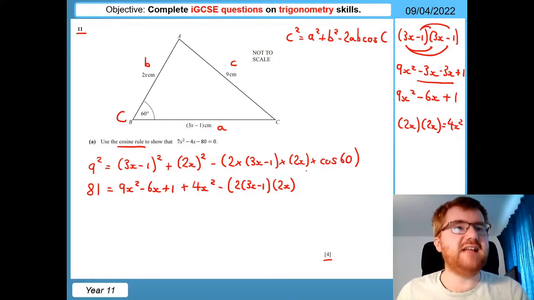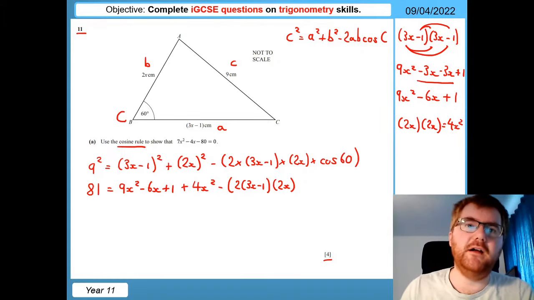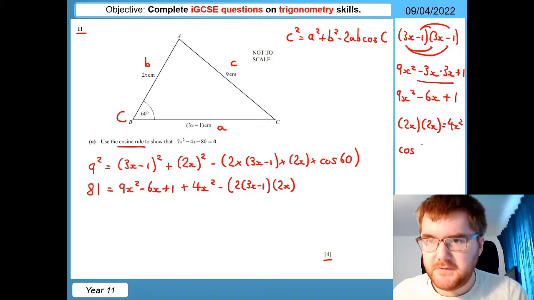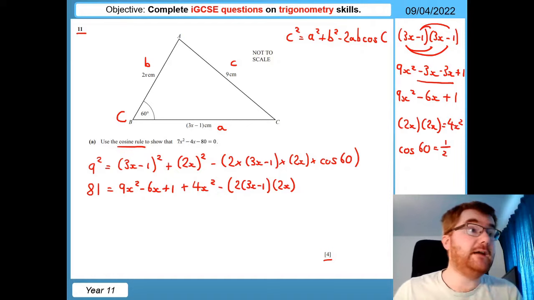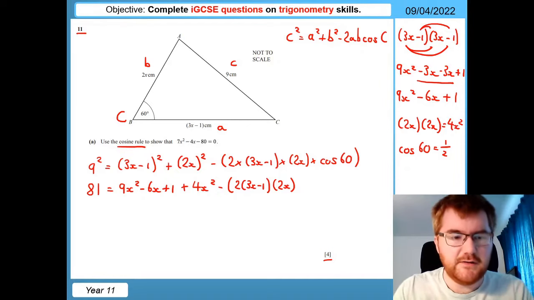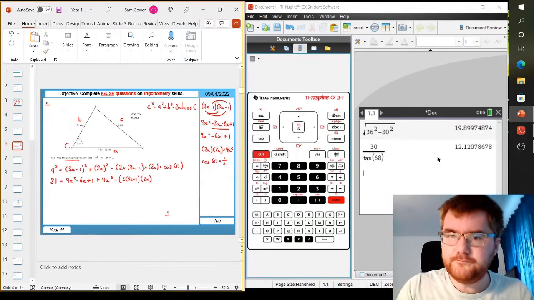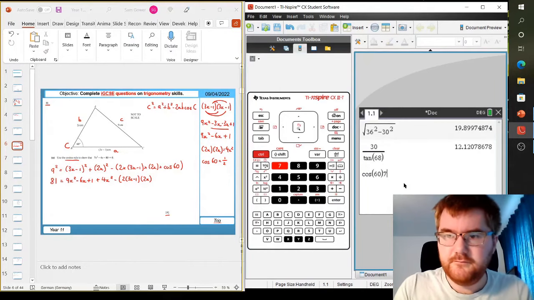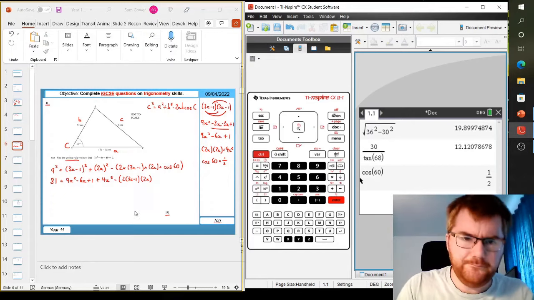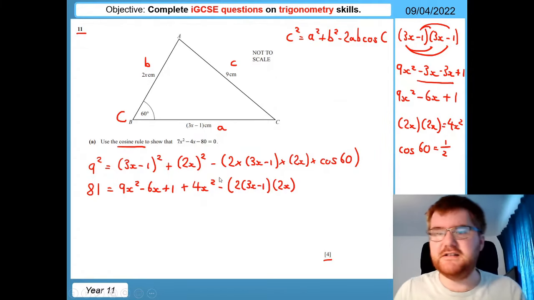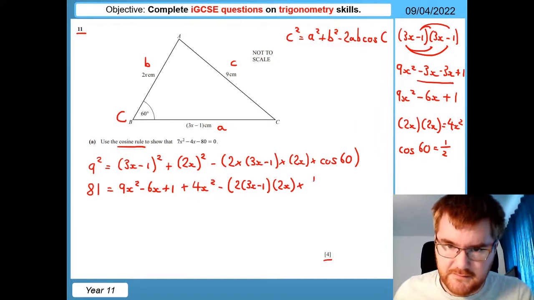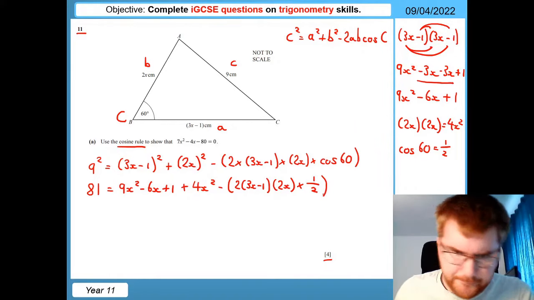Now this is one of these exact values that you should know off by heart. Of course you can always use your calculator to check this as well, but the cosine of 60 is equal to a half. Now on a calculator paper this is obviously not that important. Let me just quickly show you. So trig cos 60 is equal to a half. So you can see you can use your calculator, but if you know them, it will speed up the process quite significantly. So no, times a half, like so.